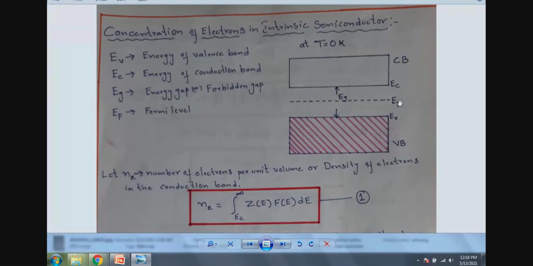And on the other side you can see here, just like in n-type and p-type we have a donor and acceptor, but in intrinsic we don't have that, isn't it? We concentrate only on temperature.